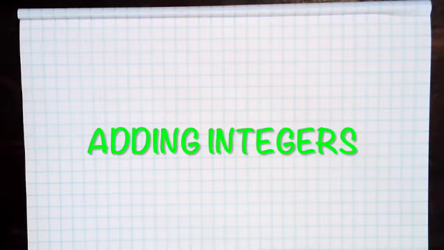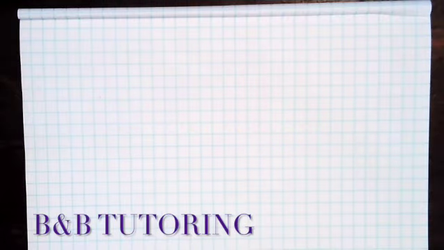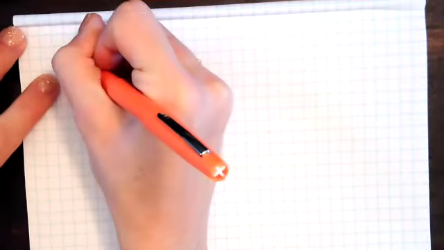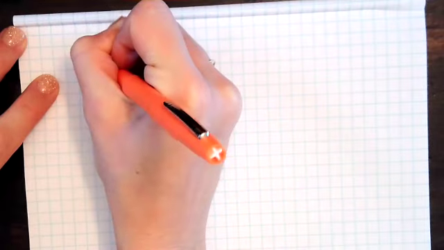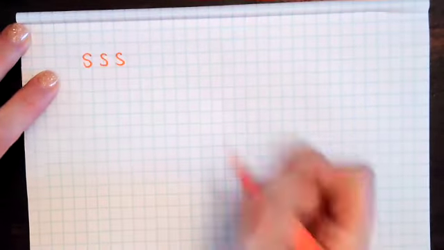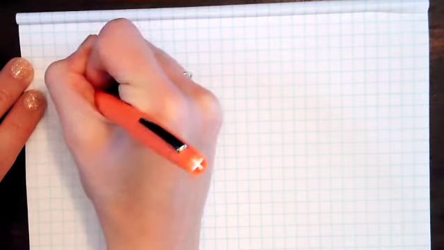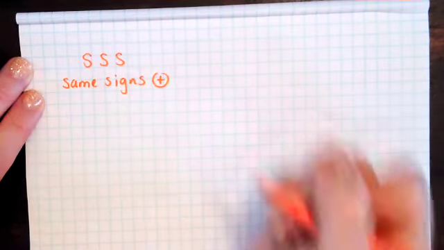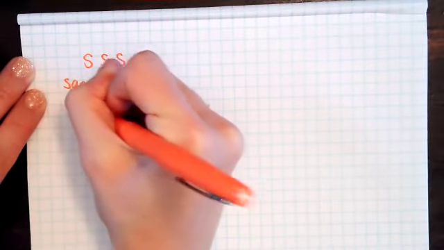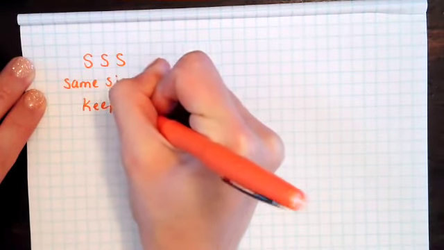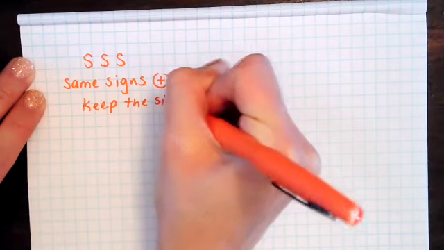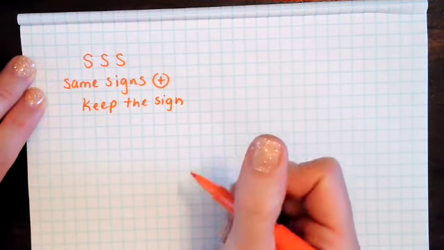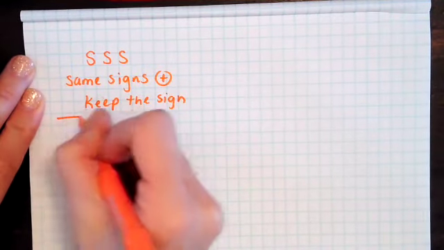In this video, I'm going to show you how to add integers, and I have a couple rules that can help you remember how to add integers. The first rule is same sign sum. So same signs, find the sum. Then when you find the sum, you're going to keep the sign. Same sign sum, keep the sign.